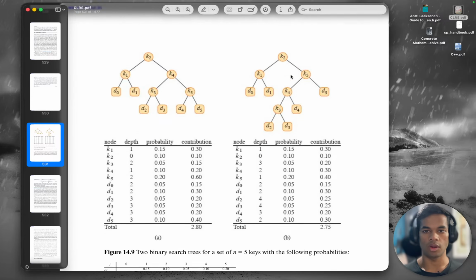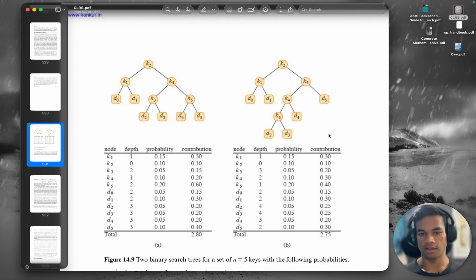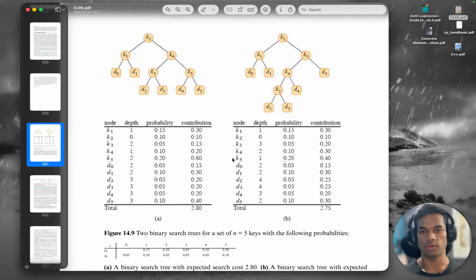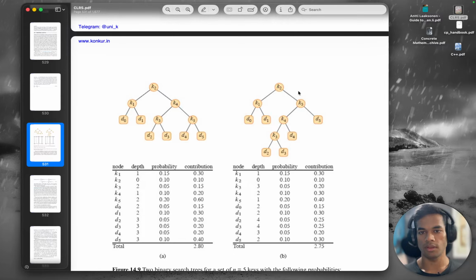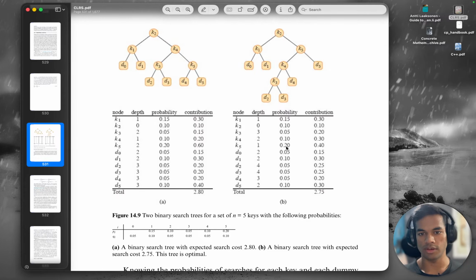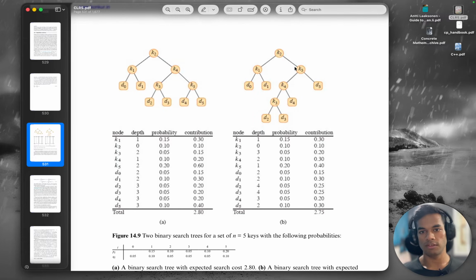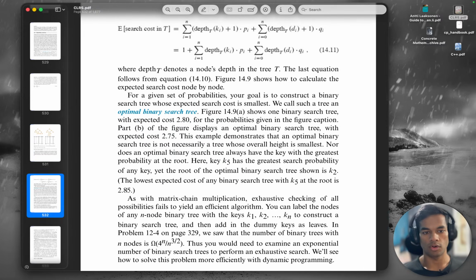You do not always want to keep it at the root because they are saying, and we can trust them in this book, that if we keep this K5 key, which has the highest probability, which we can check, the probability for K5 is 0.2, 20%, at the root, then the lowest cost that we can get is 2.85. The lowest expected cost of any binary search tree with K5 at the root is 2.85.